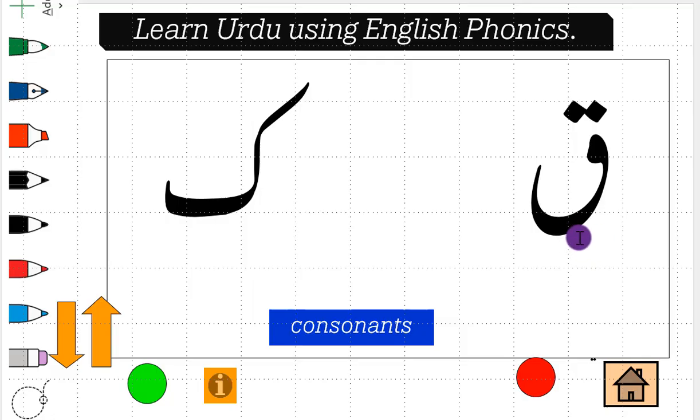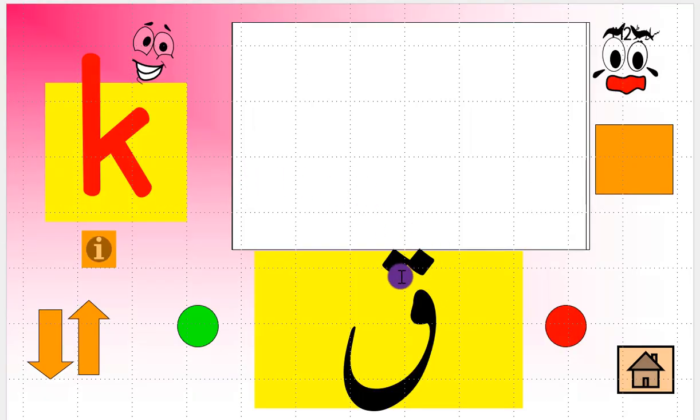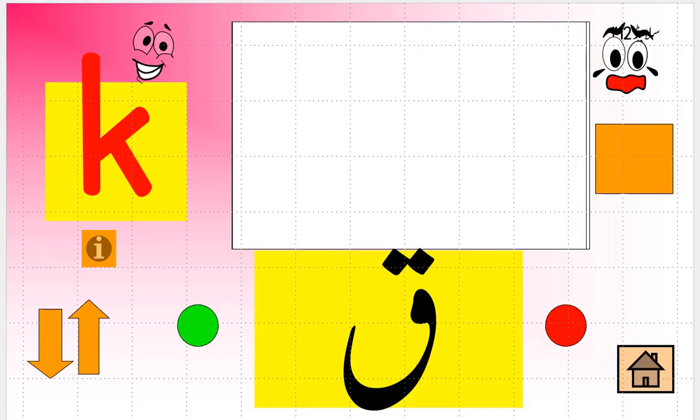Let's move on to learn its formation and the joining form. Over here I have written, this is the ka. Its phonetic code is ka, just like in keep. So that's an English phonics code, and we'll be using it for Urdu as well. Let's move on to learn its full form.